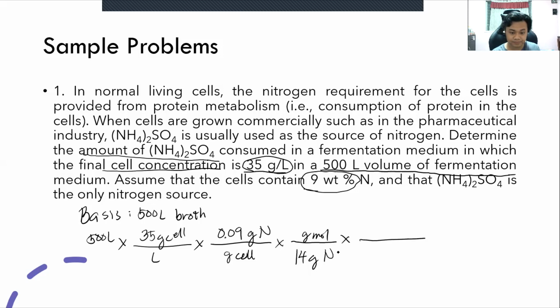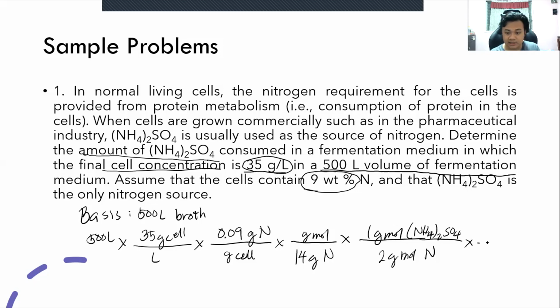Okay, so 1 mole of ammonium sulfate has 2 moles of nitrogen. As you can see here, there are two N's, the two nitrogens in our ammonium sulfate.